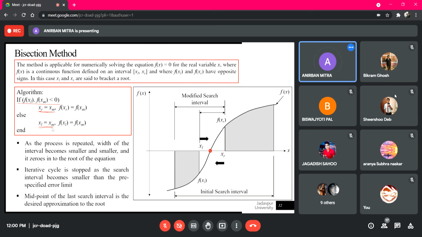Once we stop the iterations, then we have one xl, one xr. So what is the root? The root would be the midpoint of the last search interval. So you can see here that the midpoint of the last search interval is the desired approximation to the root.